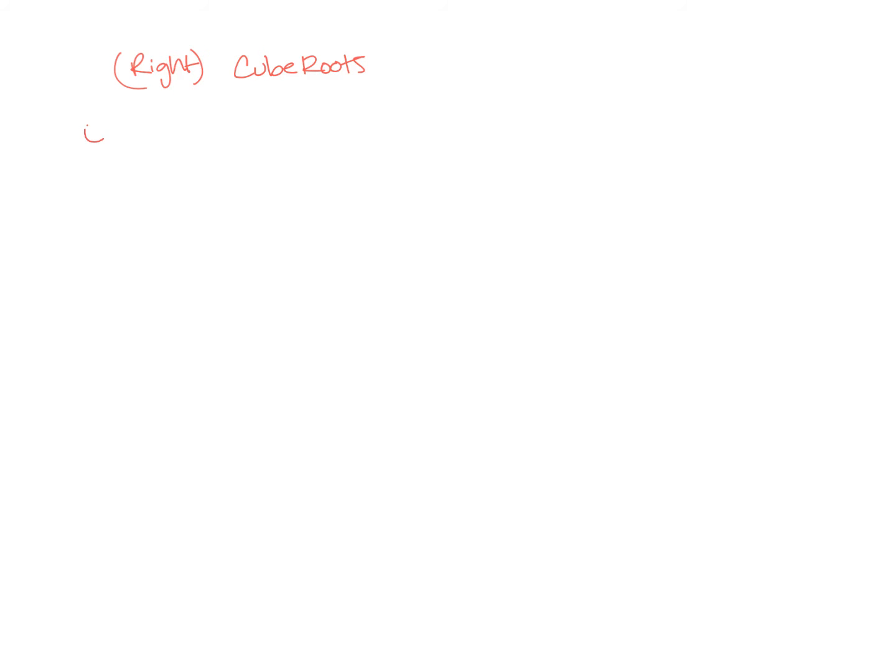So example 3 for us is going to be 3 times... Now when I write a cubed root, I write a little 3 in the index spot. So I know this is a cubed root. This is not a square root. And we're going to say it's 3 times the cubed root of x plus 5 equals 12.